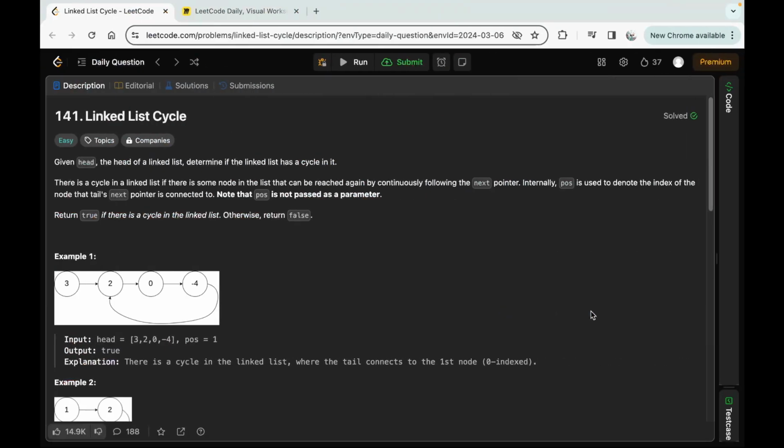Hi everyone, let's solve today's daily challenge, that is Linked List Cycle. So in this question, we are given the head of a linked list and we need to determine if this linked list has a cycle in it. Right, so what does a cycle mean?